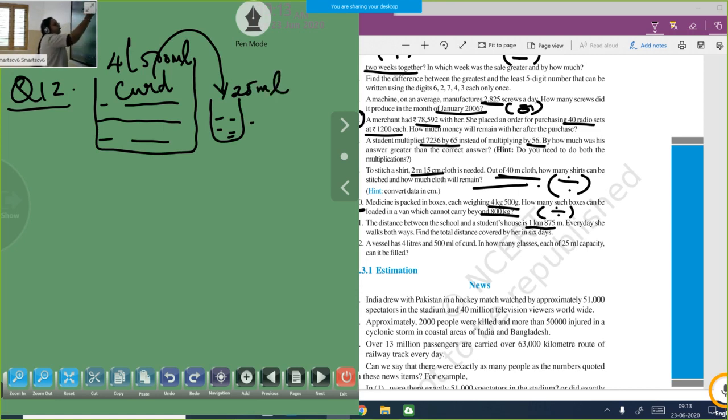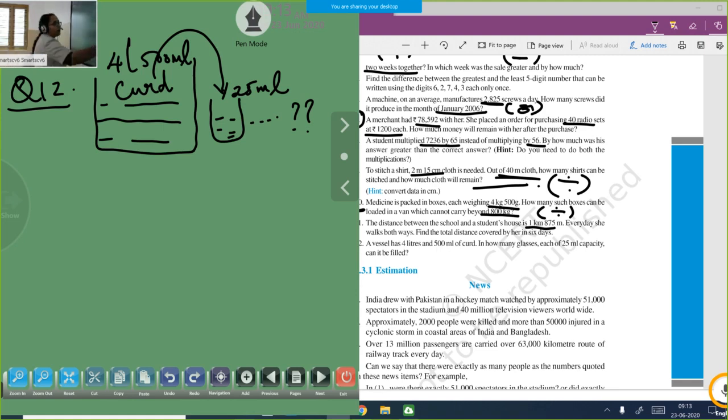Then the question is, how many glasses can it be filled? Okay, a big vessel is there. That vessel has 4 liter and 500 milliliter of curd inside. That curd we have to pour into small glasses. Each glass capacity is 25 milliliter. Then how many glasses can it be filled? That is the question.